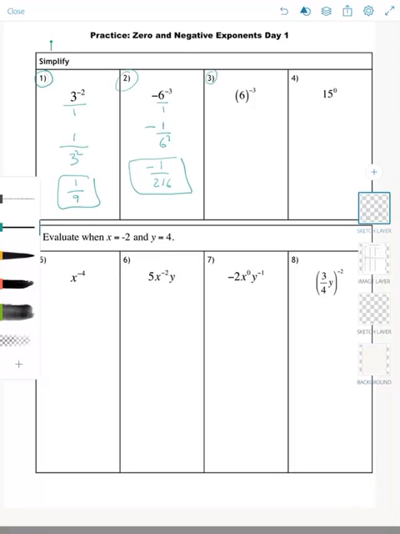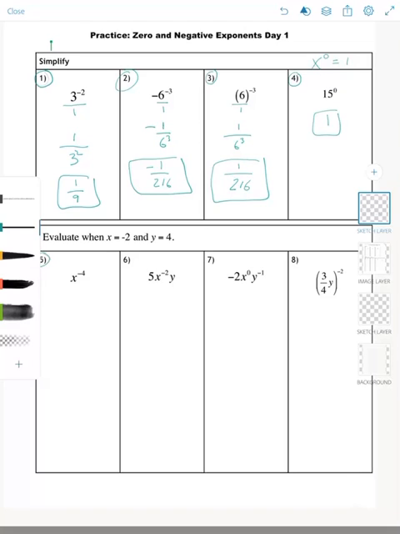We have, this is just going to be over 1, so we flip it over and we get 1 over positive 6 to the positive third power, and we just figured that 6 to the third power is 216, so that equals 1 over 216. All right, number 4. This goes with the rule that any number to the 0 power equals 1. So 15 to the 0 power is 1.